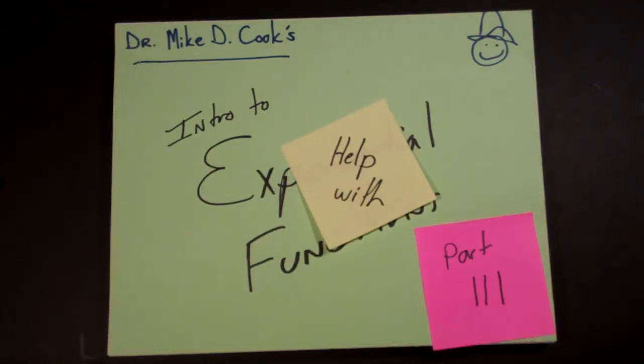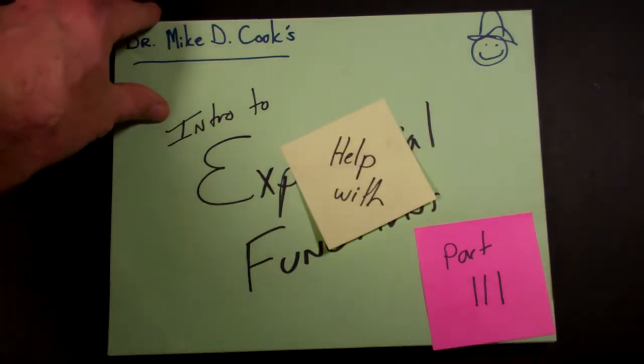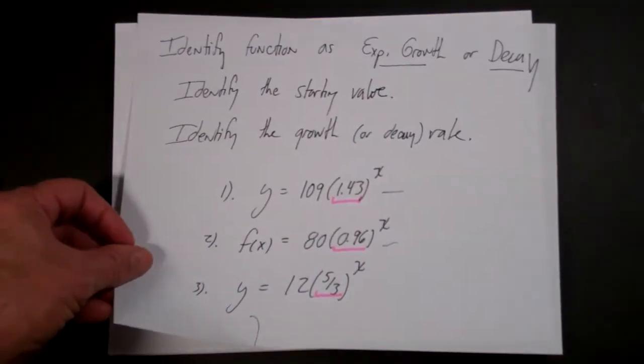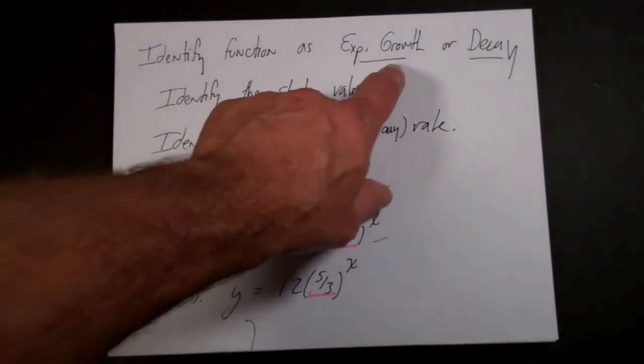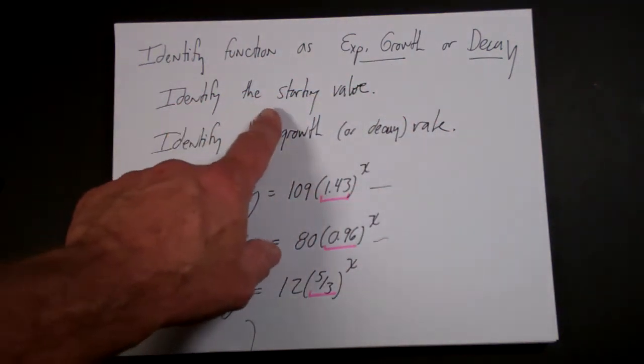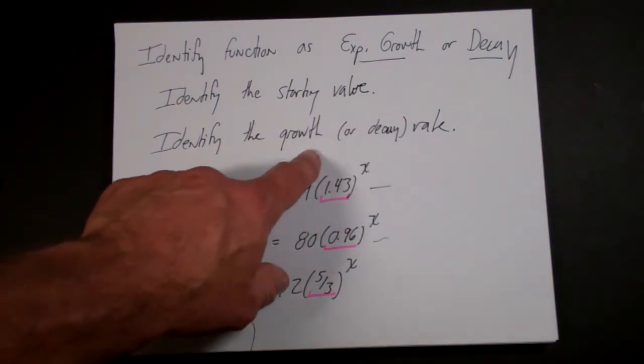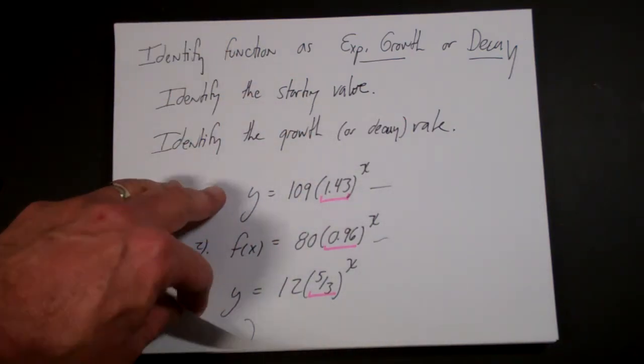This video is an additional video if you needed some help with the problems that we went over in Introduction to Exponential Functions Part 2 and 3. At the end of Part 2, we presented these three problems, and then in Part 3 we went over the answers, and that was identify each of these functions as either exponential growth or decay, identify the starting value of each, and identify the growth or decay rate of each.